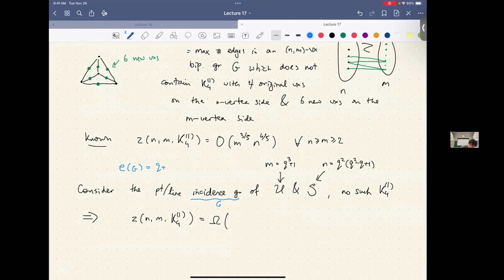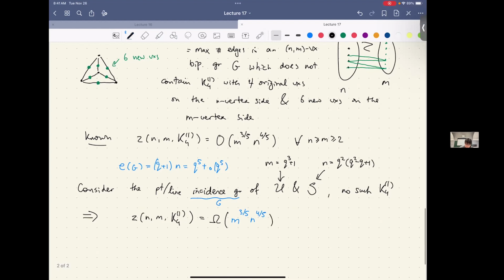is q plus 1 regular for all the vertices on the n side, which is q to the 5 plus little o, lower order term. And this is precisely m to the 3/5, n to the 4/5, matching this upper bound for this particular choice of m and n. So it will be interesting to find other choices of m and n where we can meet this lower bound.